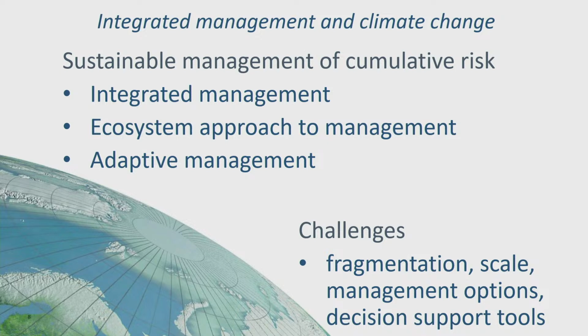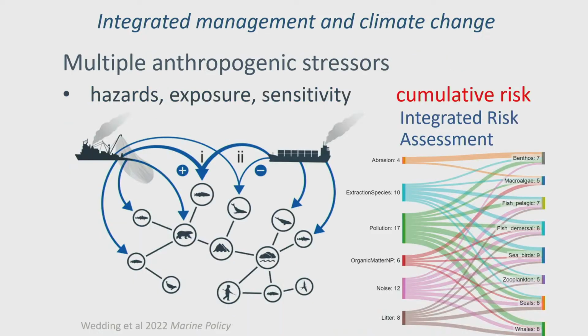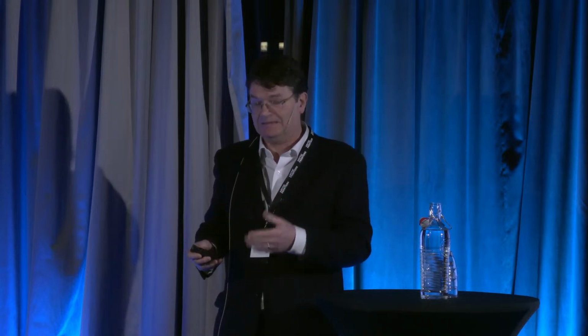So we need then three ingredients to sustainably manage our ecosystem: integrated management, ecosystem approach to management, and the adaptive management that is invited by this session. So we need to incorporate climate adaptations, and these need to account for multiple stresses. So to conclude, in order to then, let's say, emancipate our understanding of cumulative risk, we need to integrate climate effects as well. We need to think about indirect effects, also in our integrated risk assessment models.